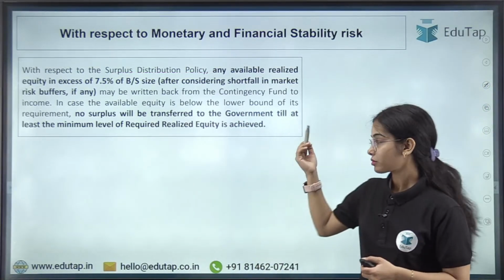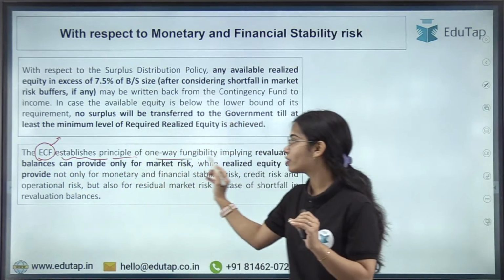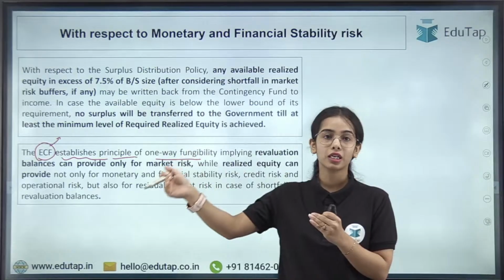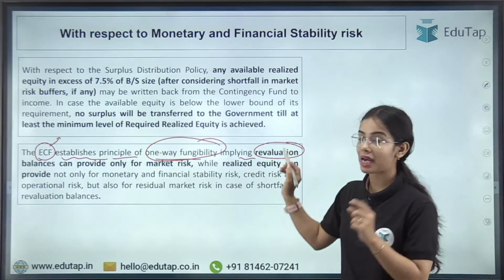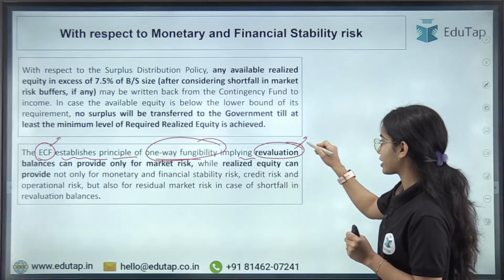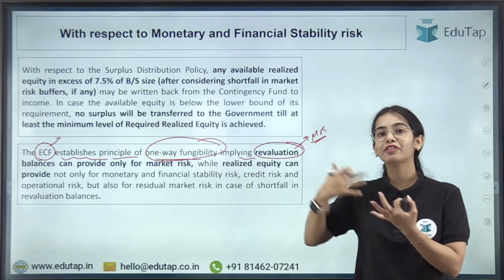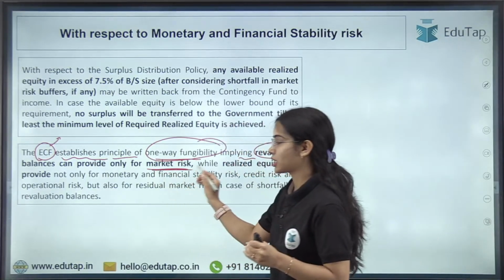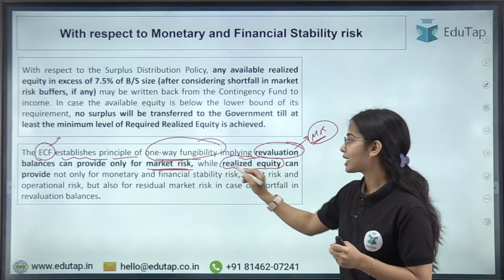Now coming to this, the ECF, the Economic Capital Framework, establishes the principle of one-way fungibility. One-way fungibility means a transaction or amount can be transferred in one way only. Implying that revaluation balances, which are for market risk, can provide only for market risk.